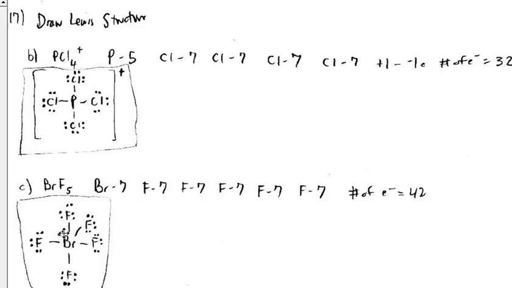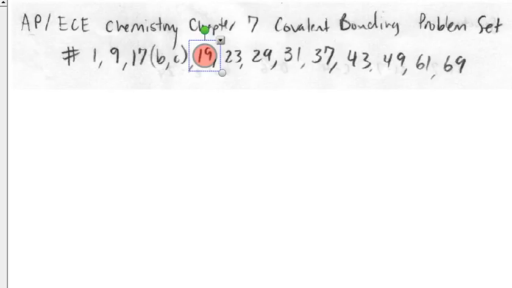Anytime you end up with extra electrons, it's different than coming up short, like when you need double bonds. Anytime you have extra electrons, add them to the central atom. Alright, let's move on to the next one. Let's look at problem 19.